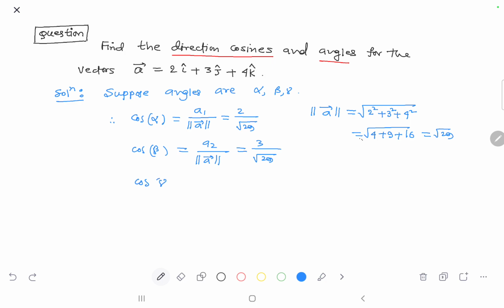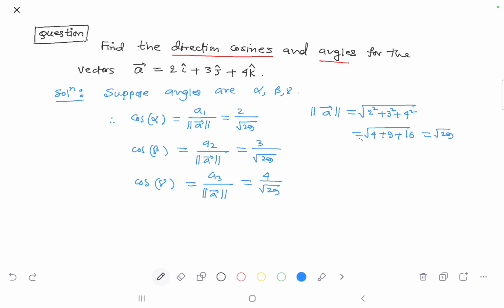And what is cosine gamma? So cosine gamma is the third component divided by the magnitude of this. So this is nothing but 4 by square root of 29. Okay, is this clear? Yeah, fine.